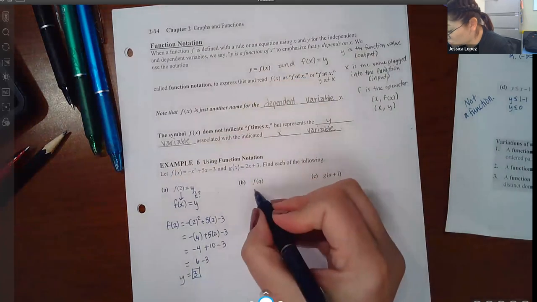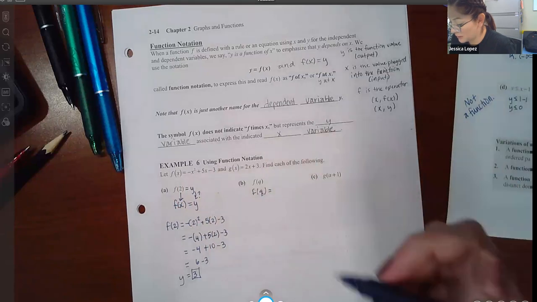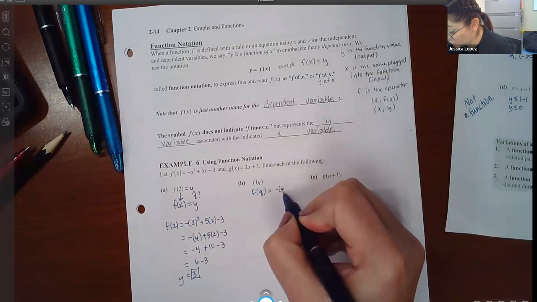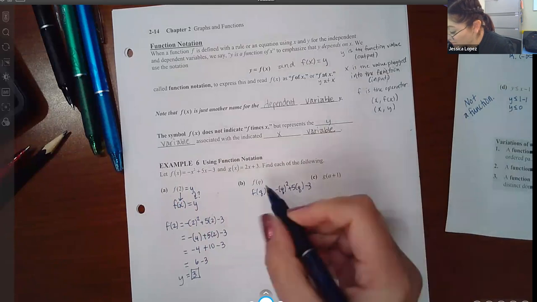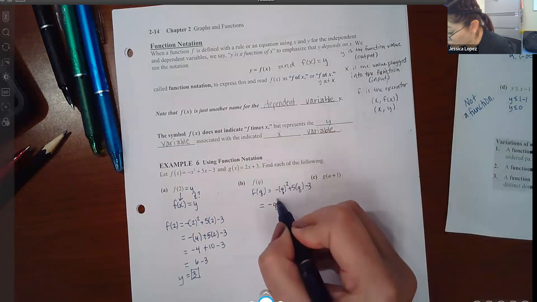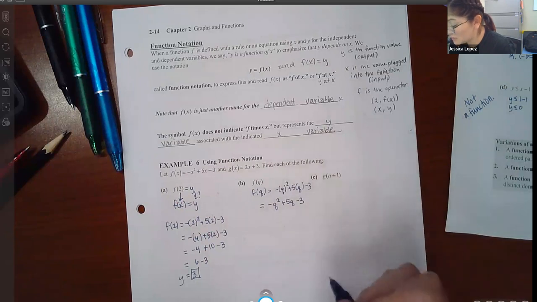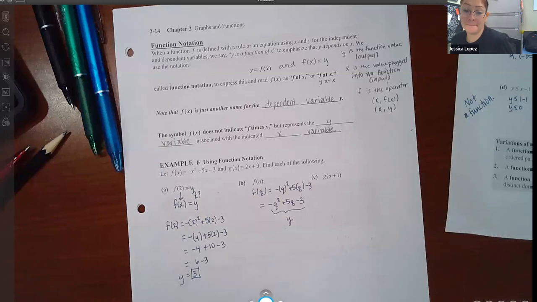Same thing here. If they want me to do F of Q, I'm going to apply this function to see what I get. So I'm going to replace all of my X's with the Q. So this is negative Q squared plus 5 times Q minus 3. I can't really simplify that other than to square the Q, which is Q squared, and multiply the 5 and the Q, which is 5Q. There's really nothing else I can do. But this does represent the Y value, which is what you're asked for when they ask you for F of a number or F of an expression.